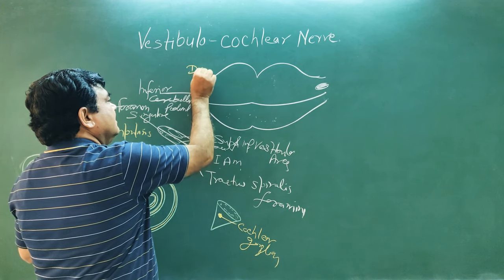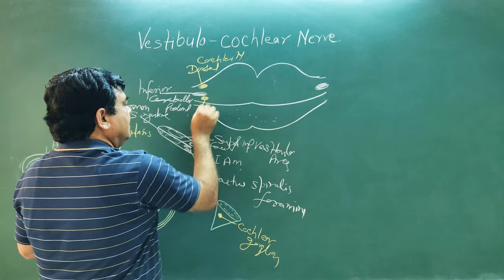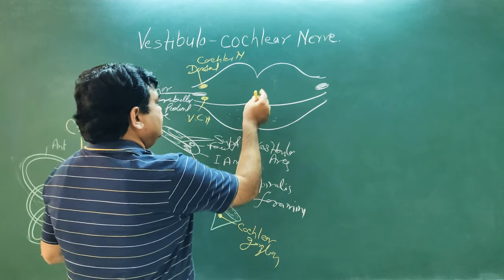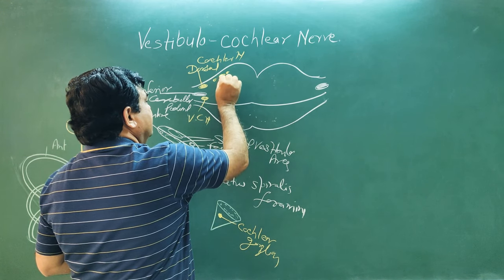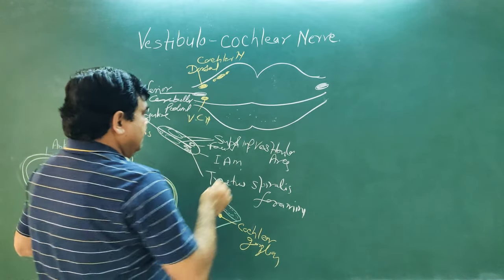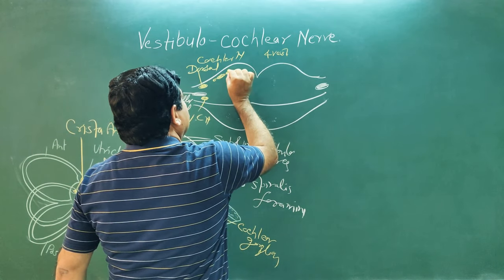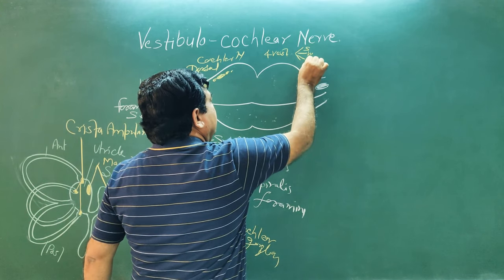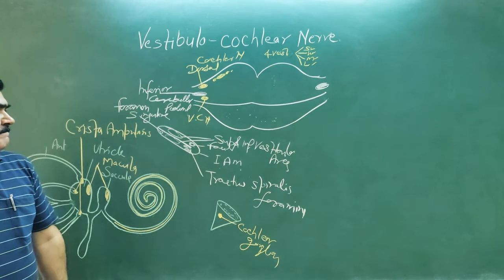This is the dorsal cochlear nucleus. This is the ventral cochlear nucleus. And here is the position of the vestibular nuclei. There are four vestibular nuclei: superior, inferior, medial and lateral.